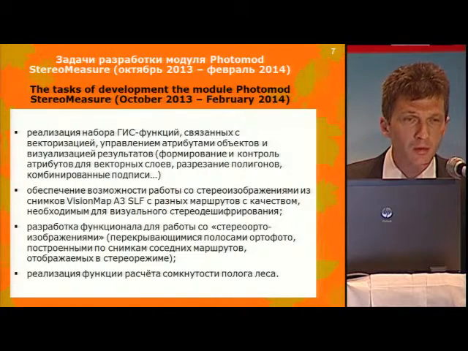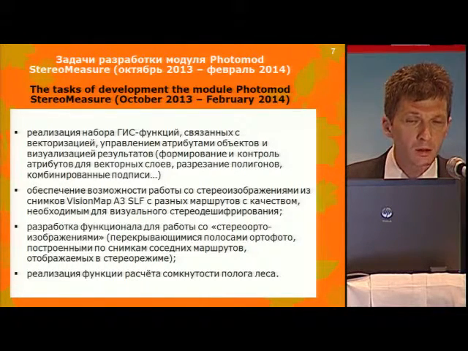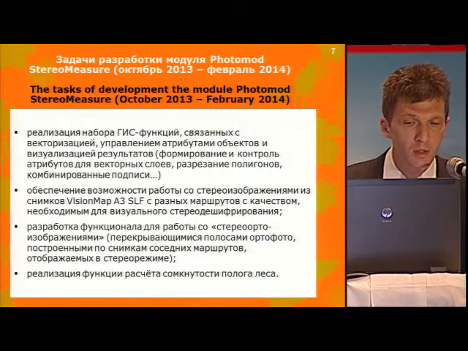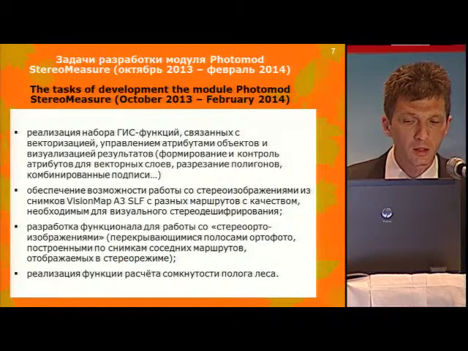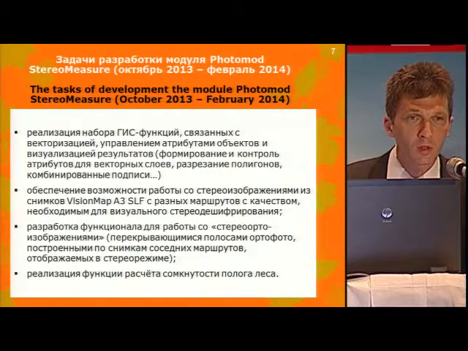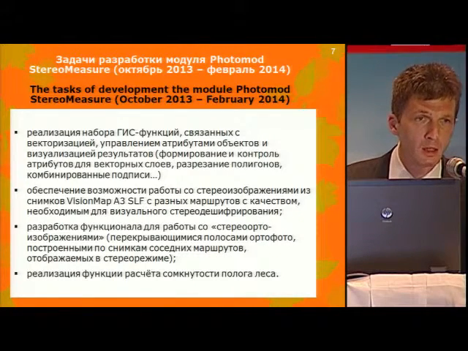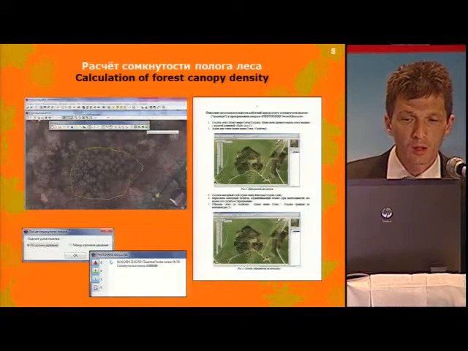At the first stage, we wanted to include into the new module some of the geoinformation functions and the possibility to work with stereoimagery from Vision Map A3 from different swaths or different roads, which are the quality important for stereoscopic interpretation. And one thing which sounded exotic to us at the moment, the ability to work with stereo ortho photos, which were made based on the materials of Vision Map A3, and implementation of some of the functions which are important for interpretation of forest parameters.